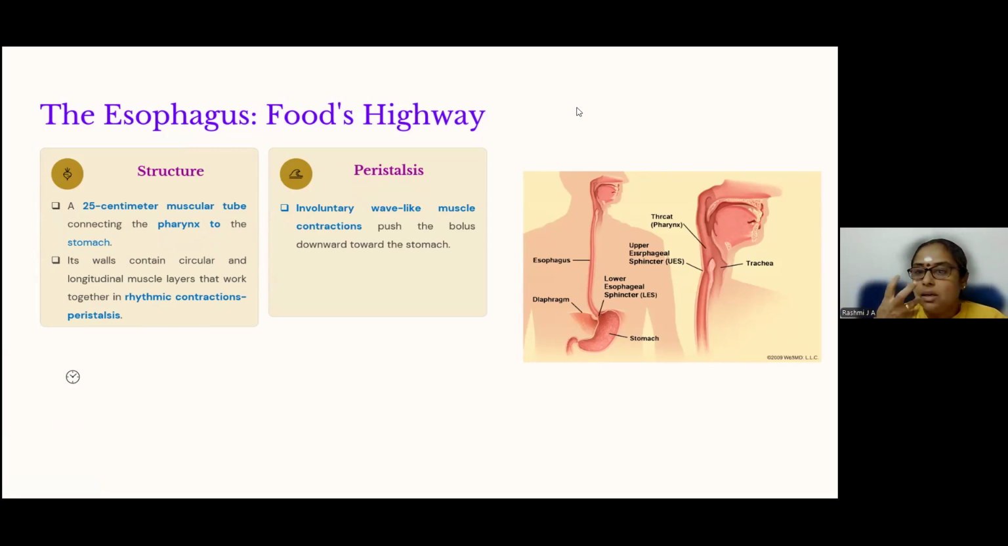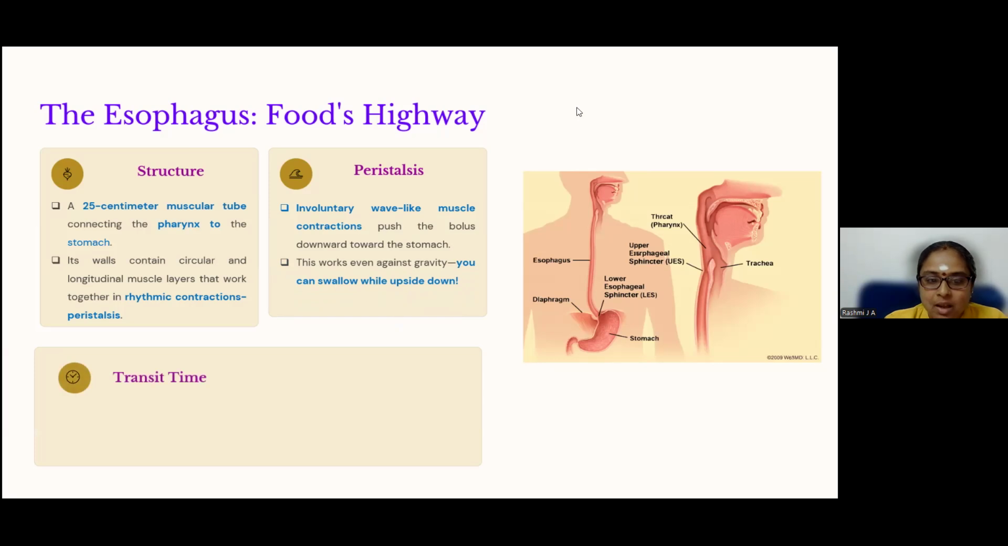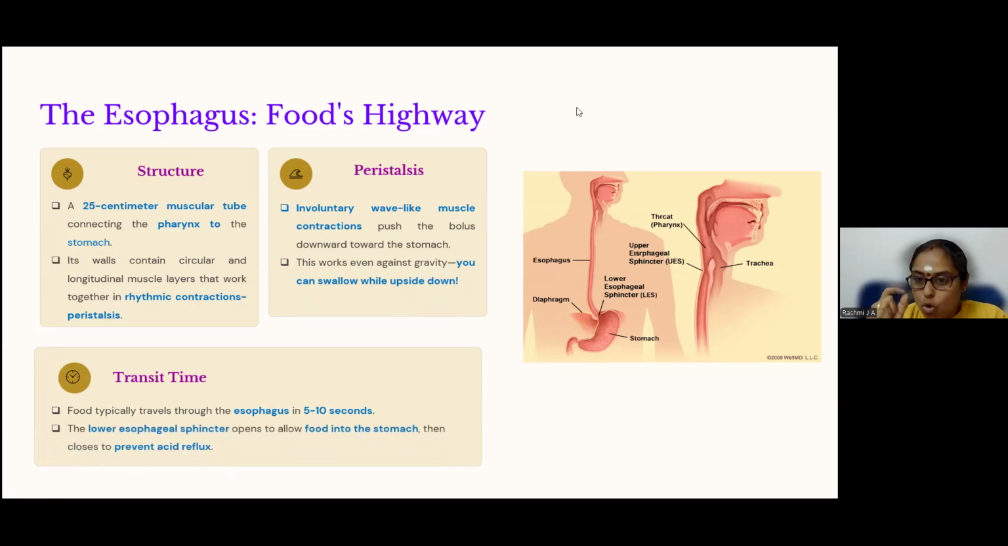So we saw the masticated food in the mouth turns into a bolus. When that is swallowed by us, it will move inside the esophagus by wave-like muscle contraction. This works even against gravity. So even if you swallow something standing upside down, it will go inside the stomach only. Okay. Then transit time: food typically travels through the esophagus in 5 to 10 seconds. Then the sphincter is like an opening, which is there at the junction.